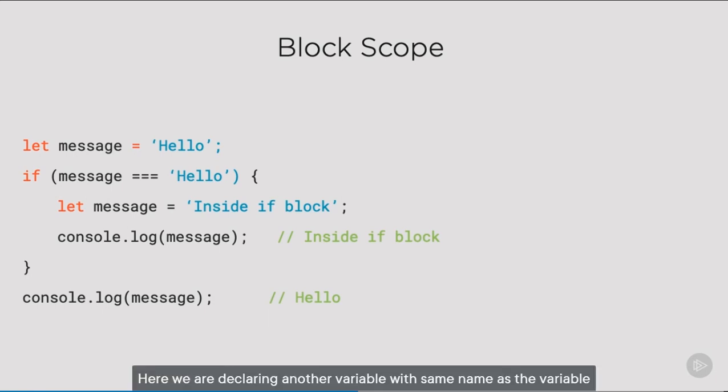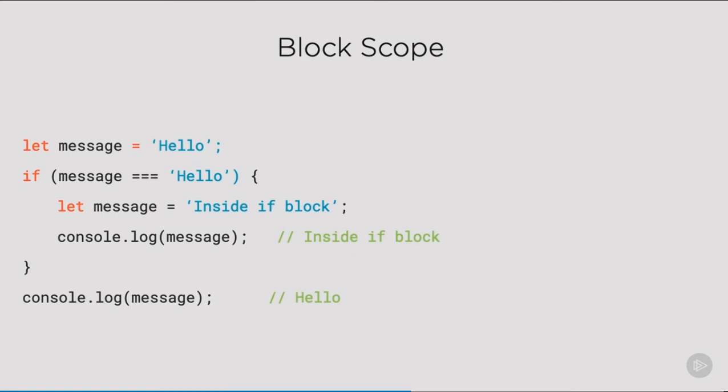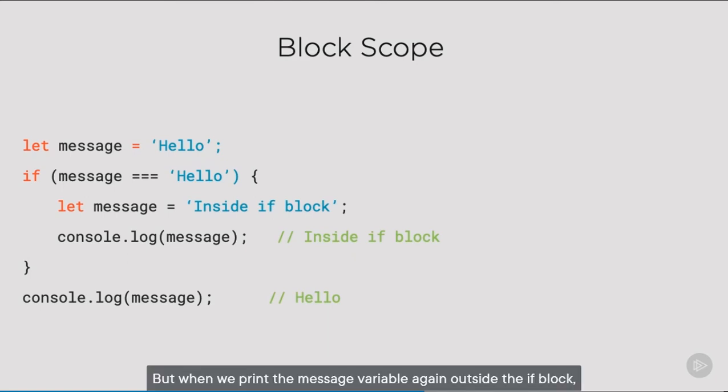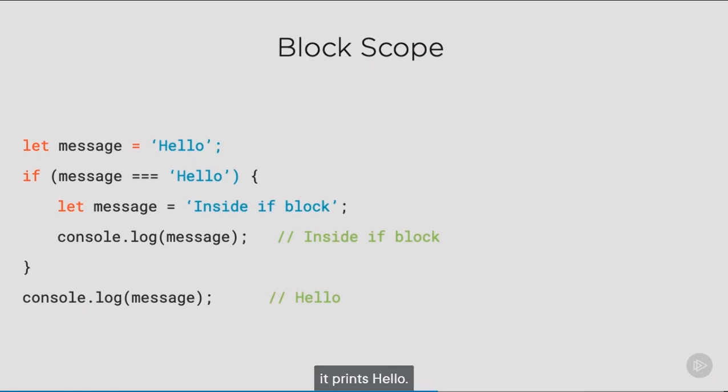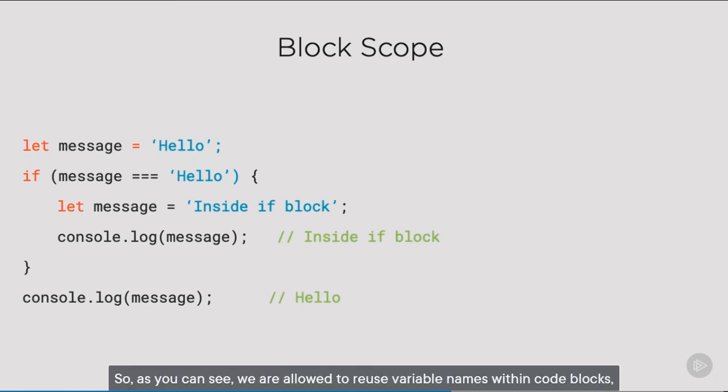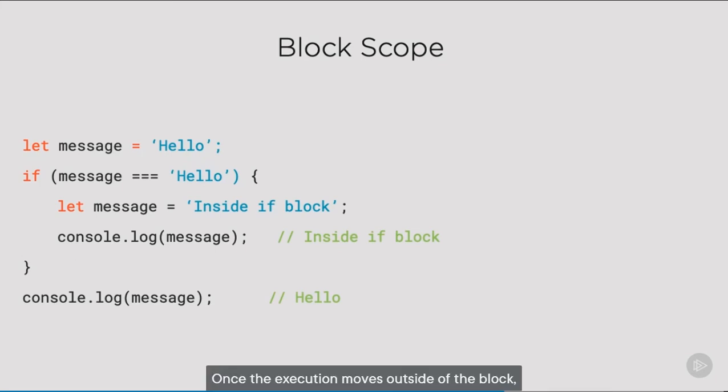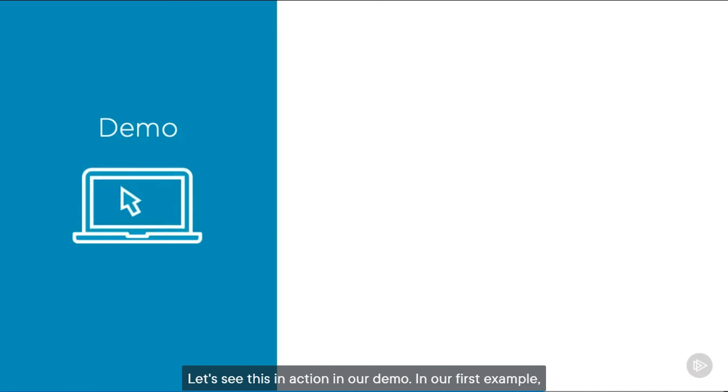This is similar to the last example. Here, we are declaring another variable with the same name as the variable before the if block and setting it to a different value inside the if block. Then, we log the message variable and it prints the new value inside the if block. But when we print the message variable again outside the if block, it prints hello. So as you can see, we are allowed to reuse variable names within code blocks, but they override the value of message while the block is being executed. Once the execution moves outside of the block, the value is still what it was before the if block code execution started. Let's see this in action in our demo.